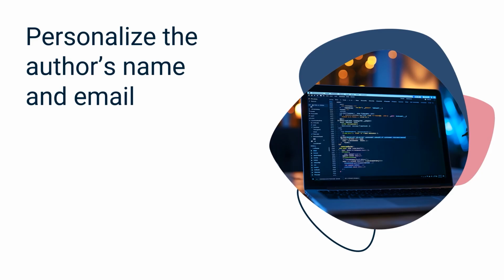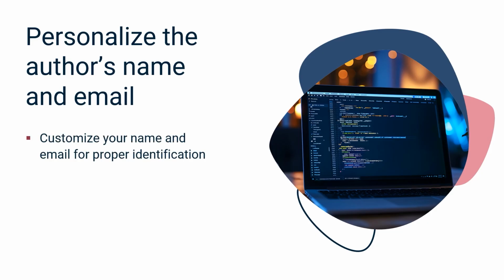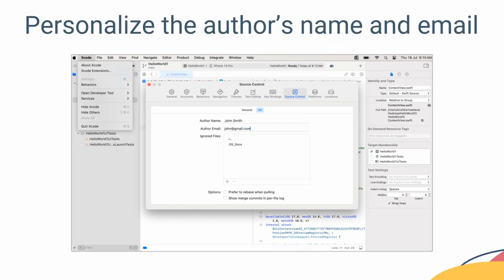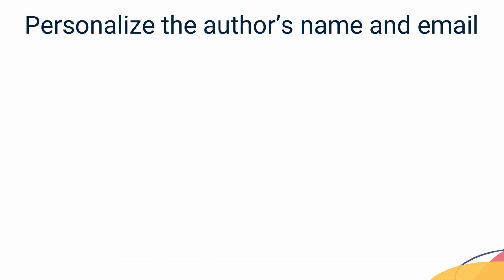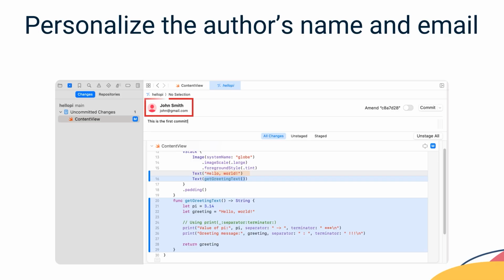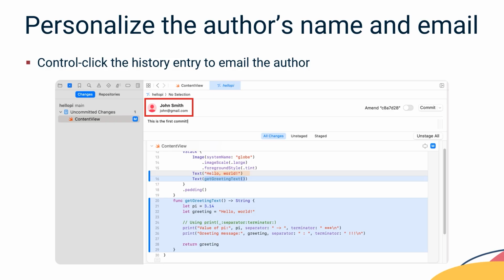Before setting up the source control repository for an Xcode project, customize your name and email address for proper identification across all projects. To do so, navigate to Xcode, Settings, Source Control, and select the Git tab. The author's name and email address are auto-populated from the machine's Git configuration. This way, your details appear as the author in the source control history. Team members can then click a history entry and email the author.